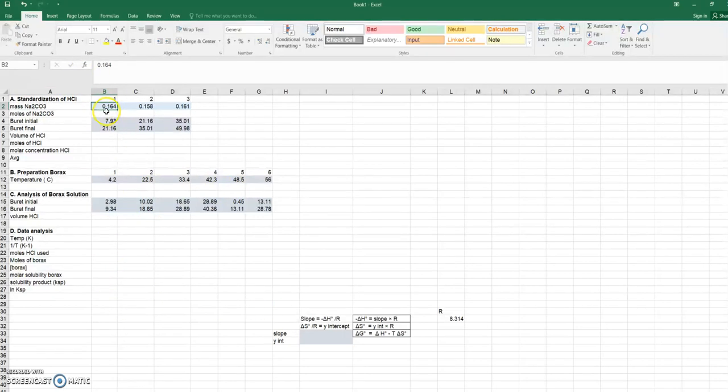Okay, so determining moles of sodium carbonate, you have to take the mass and divide it by the molecular weight of sodium carbonate. So I'm going to do equals. Just type in equals, select the cell, and you'll see that it highlights B2. And then I'm going to go here and divide by 105.99. And then that is your moles of sodium carbonate.